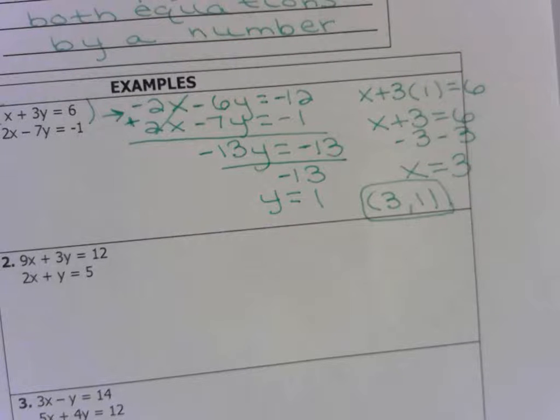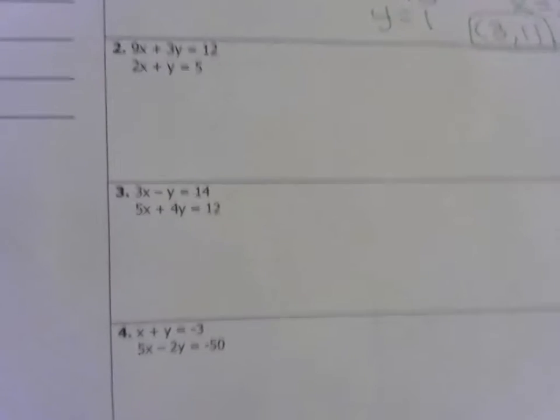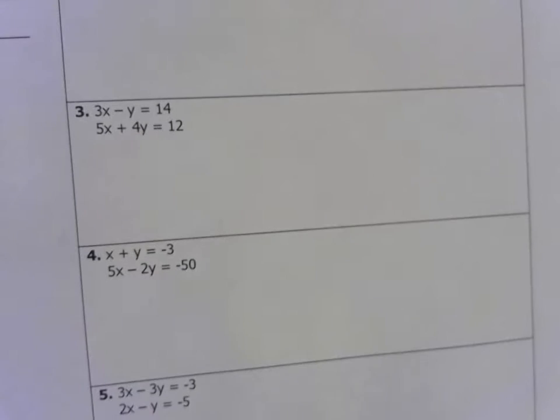We're going to look at one more, and then I'll let you start the homework. Let's look at number 3. So again, elimination, standard form. X and Y's are lined up, so we're thinking elimination. Will anything cancel out on number 3 as it is right now? No. The 3 and the 5 won't cancel out. The negative 1 and the 4 won't cancel out.